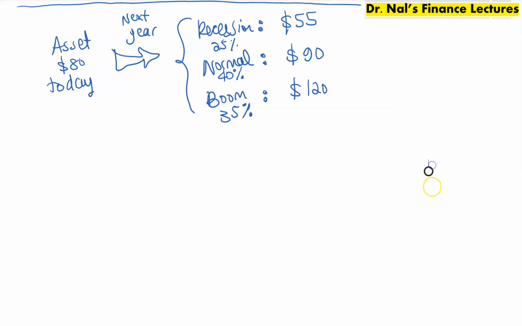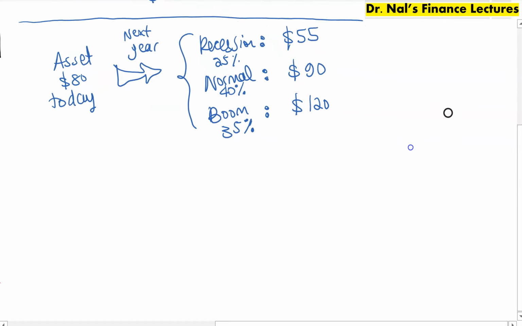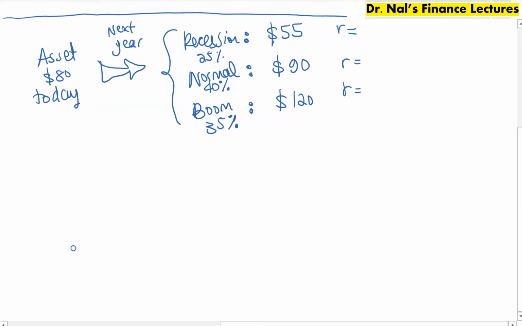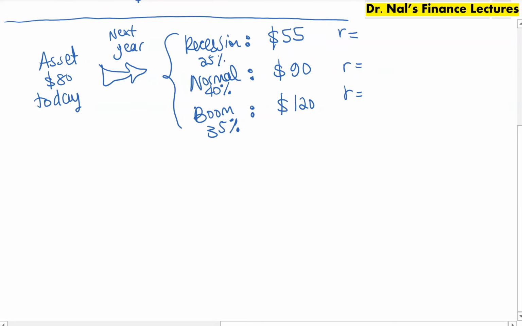Well, first of all, we need to calculate the returns in each of these three states: the return in the first state, the second state, and the third state. We can assume for simplicity that there is no dividend, everything is capital gain, and we are holding this asset for just 1 year. So $80 is the initial investment, $55 is the outcome. We've lost $25 from our investment of $80. That would be the return under the recession.